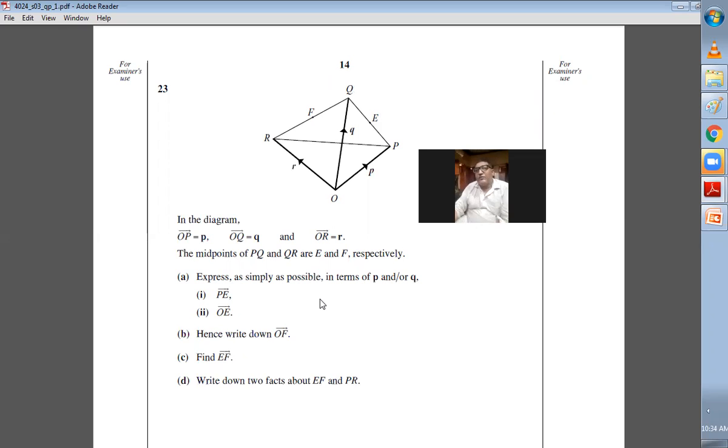Express as simply as possible in terms of p and q: PE. We have to represent PE. I can find PE very easily if I know PQ, and PE will be half of PQ. Then OE, he wants OE. Once I know PE, then OE will be no problem. Let me show you. I've done this.